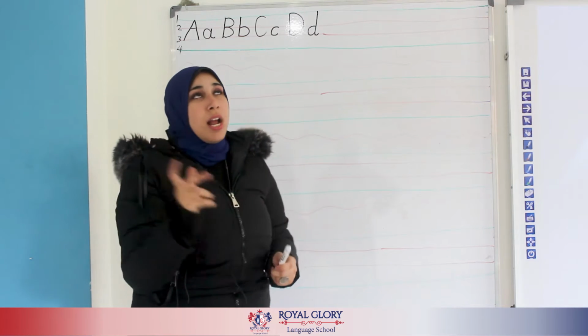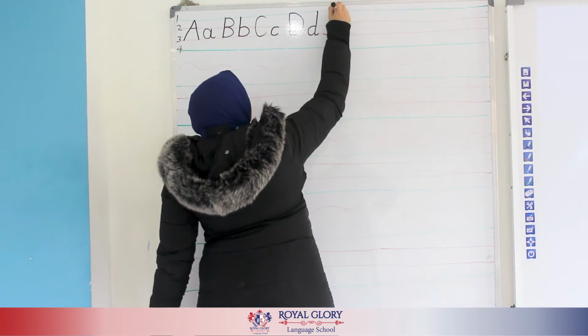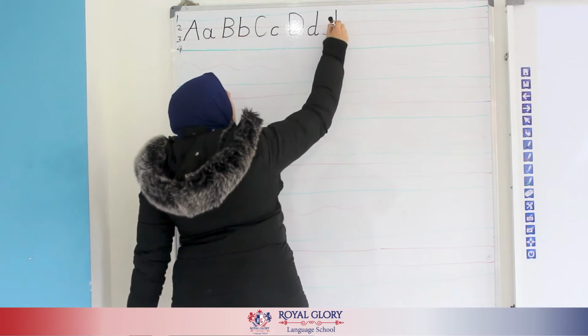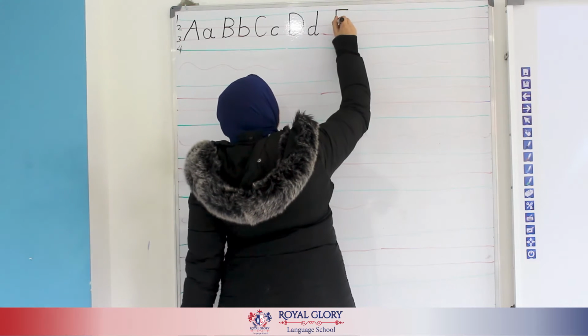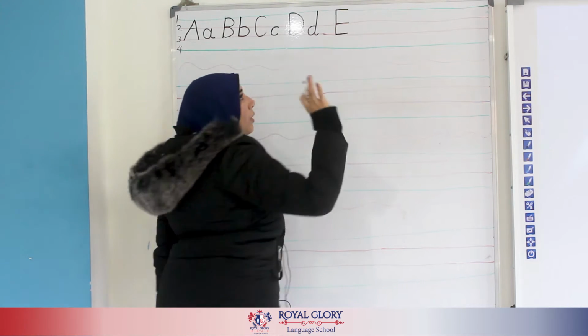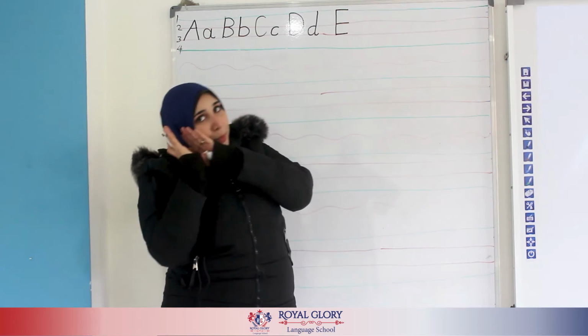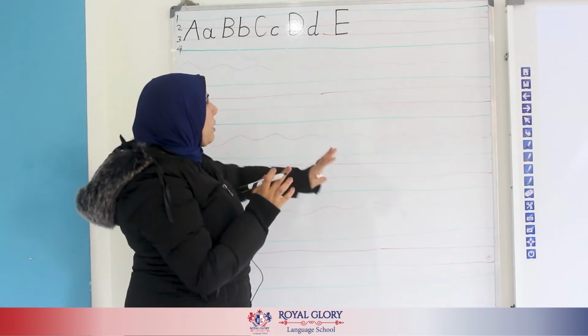After D, E, sound of E. How can I write sound E? So, a big dot on line number 1, down, down, down to line number 3, and make a sleepy line on line number 1, make a sleepy line on line number 2 and make another sleepy line on line number 3. Make 3 sleepy lines. Oh, so sleepy.